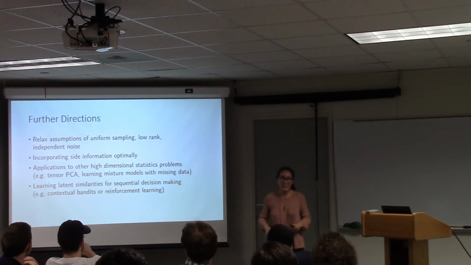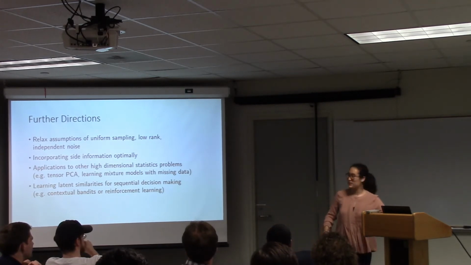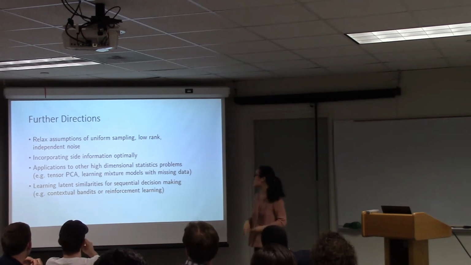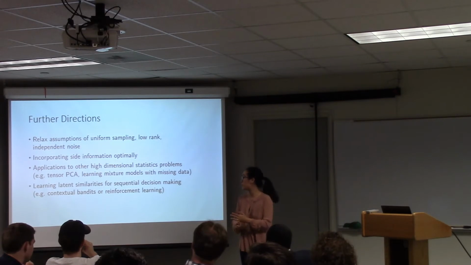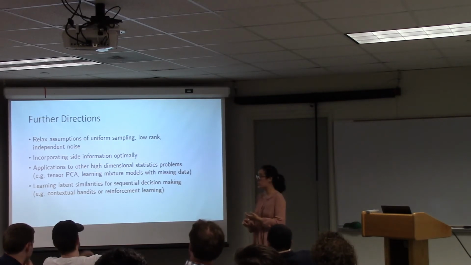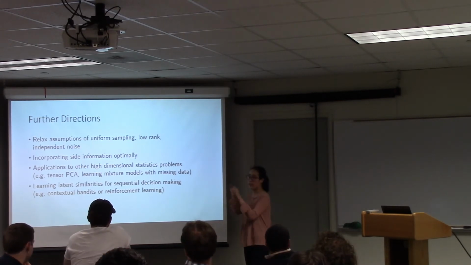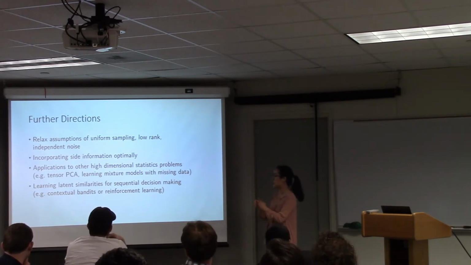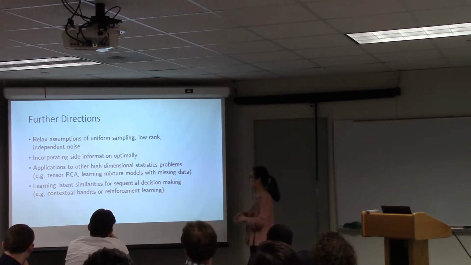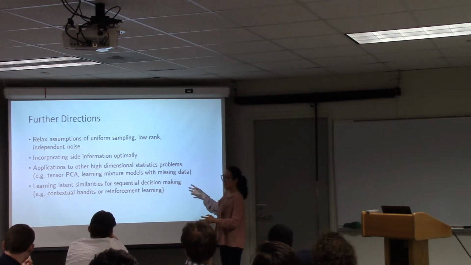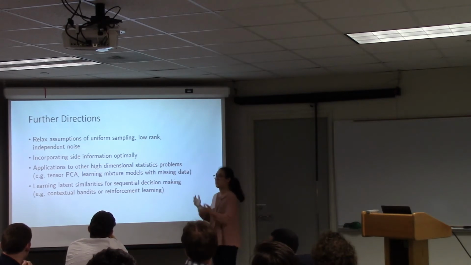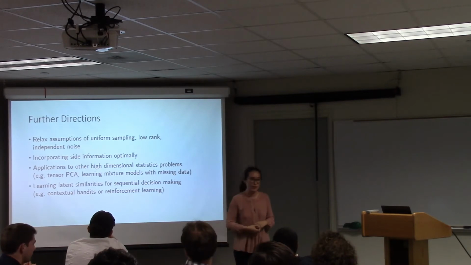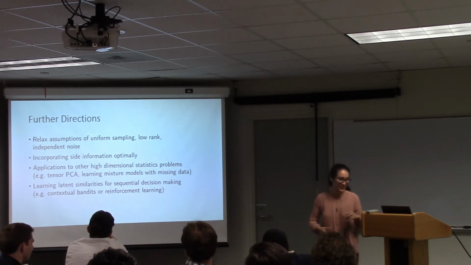Okay, so I think I have used up more than my time. A couple of future directions include relaxing some of the assumptions we made for the model, incorporating side information, and also applications of this technique to other high-dimensional statistics problems like tensor PCA and learning mixture models, and then also taking these ideas of learning latent similarities or geometry in the context of sequential decision making. So I've been exploring a little bit into contextual multi-armed bandits and work here as well.